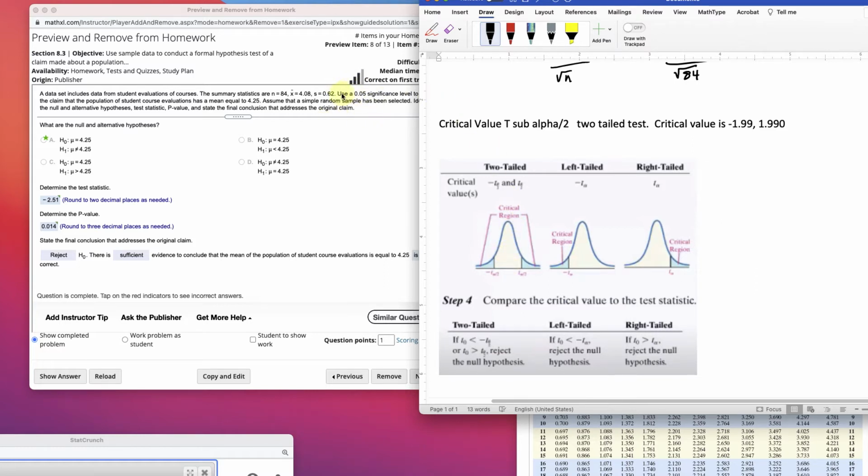So we split the significance level in half because it was a two-tailed test for this area. If it's not a two-tail, you don't have to split it in half.